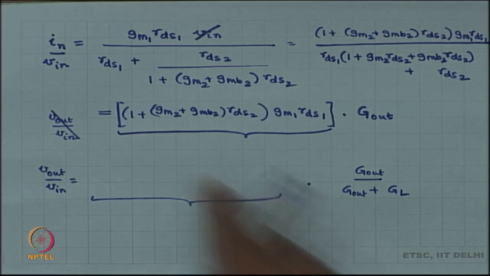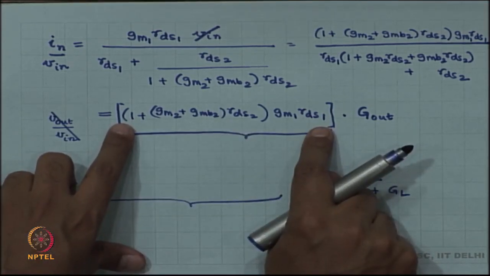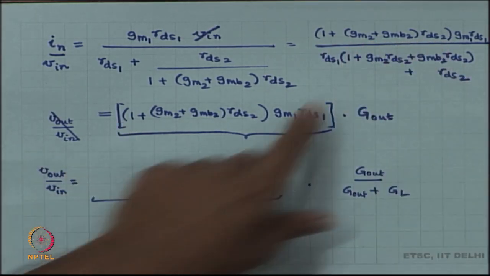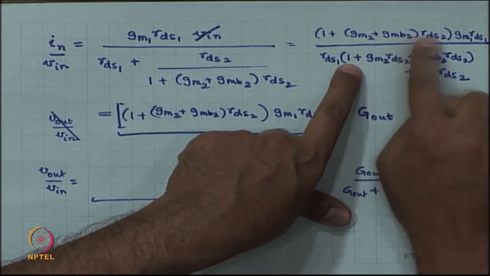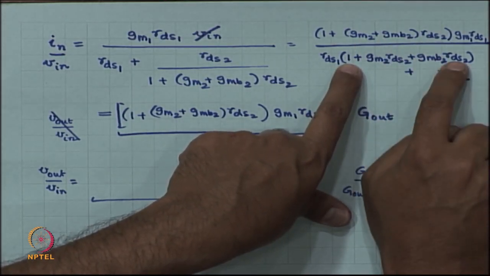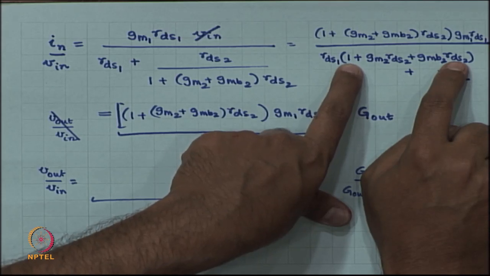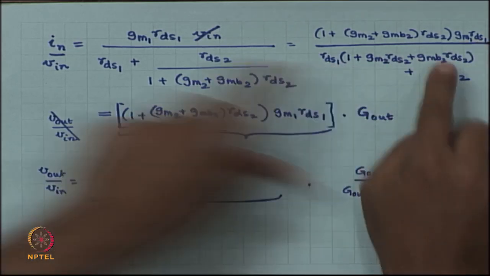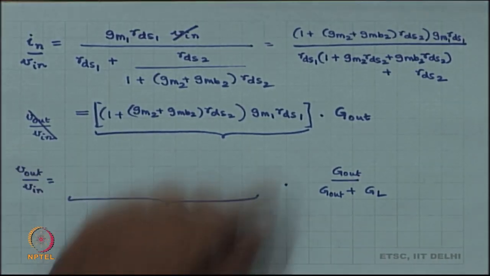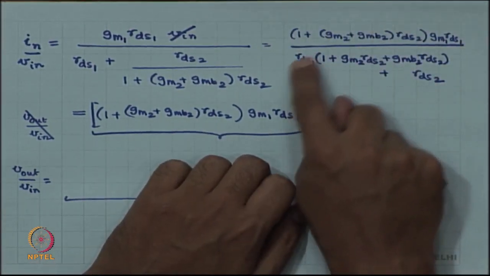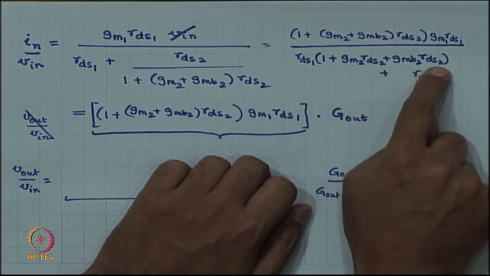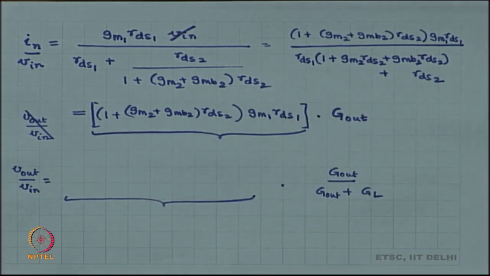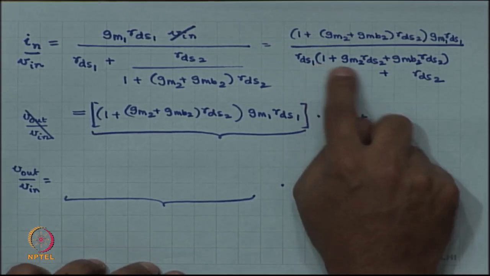Now, I want to point out one more thing. Look at this expression. This expression is 1 plus GM2 plus GMB2 RDS2, 1 plus GM2 RDS2 plus GMB2 RDS2, times RDS1. So, if you look at this numerator, then this denominator is the same numerator by GM1 plus RDS2. Also notice that this factor is very large.